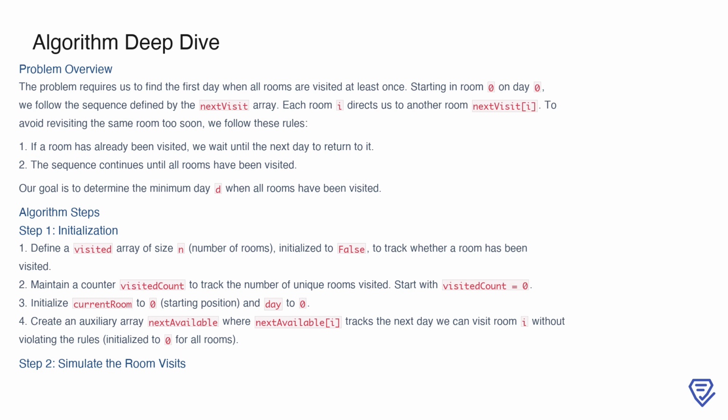To achieve this, we initialize a few variables. We'll use a visited array to track whether each room has been visited, and a counter called visitedCount to monitor how many unique rooms we've visited so far. Starting in room 0 on day 0, we also define an auxiliary array called nextAvailable to store the next day each room becomes available for visitation, ensuring we follow the rules. With these in place, we simulate the process of visiting rooms step by step.